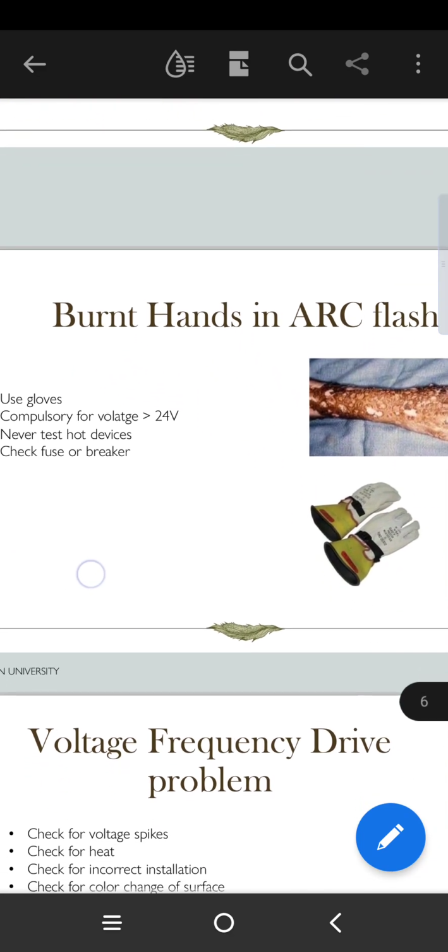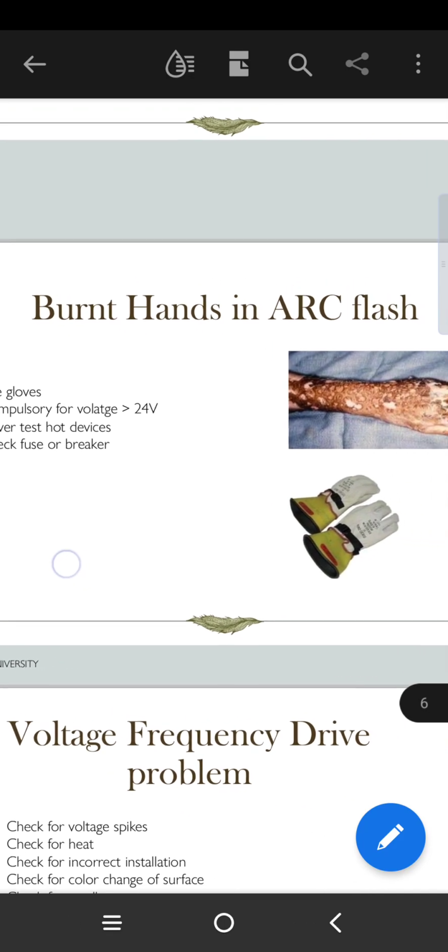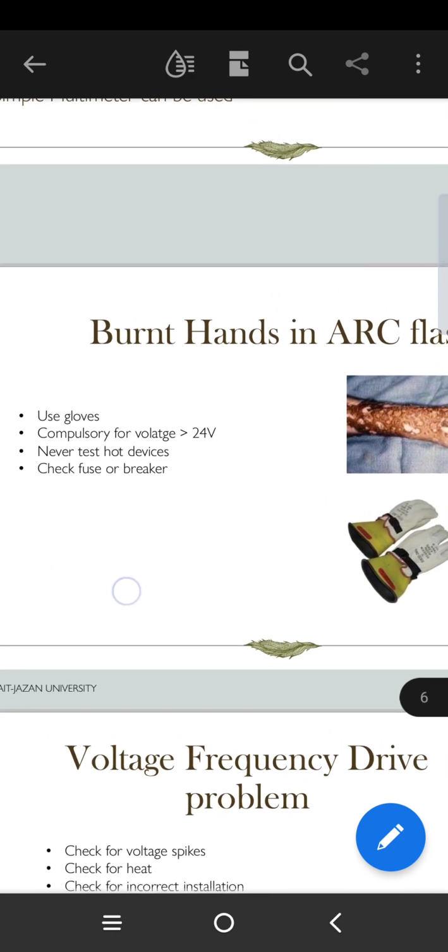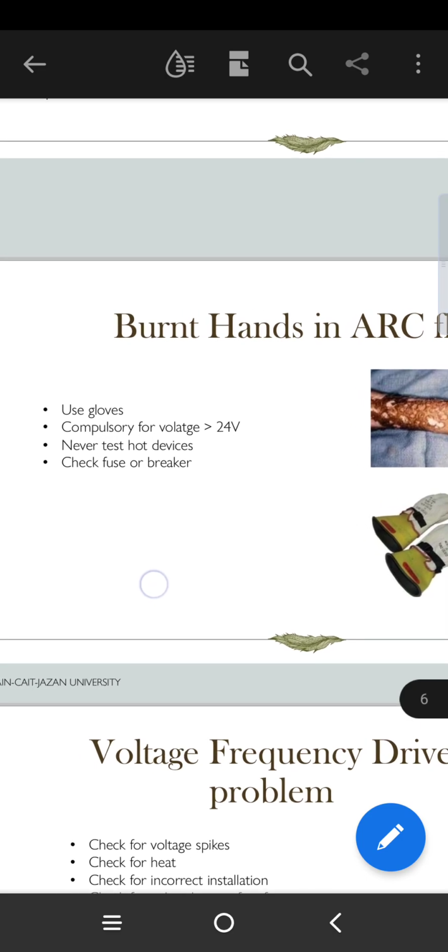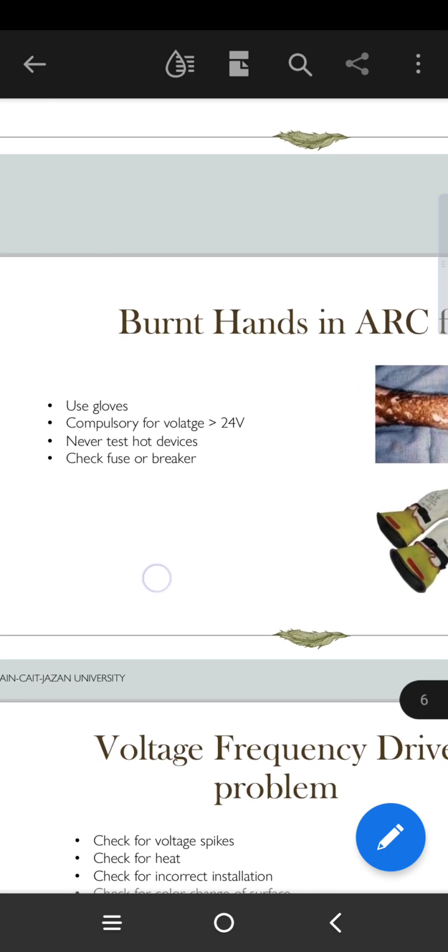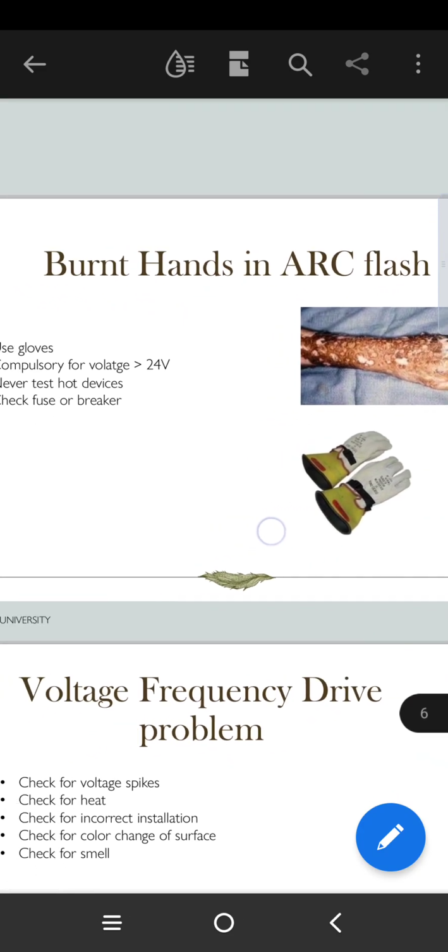Similarly, how can burnt hands be avoided in an arc flash? You can avoid burnt hands by using gloves, by seeing that the voltage does not cross 24 volts, never testing while the device is hot, and checking the fuse before working. And these are the ways you can write.